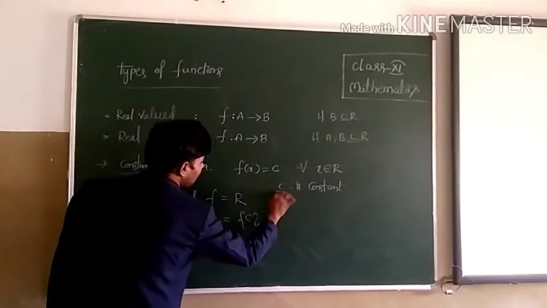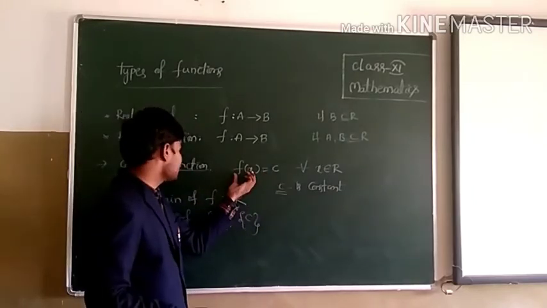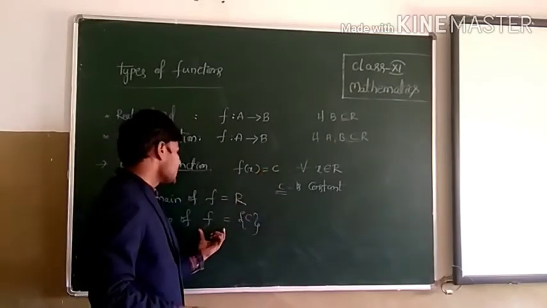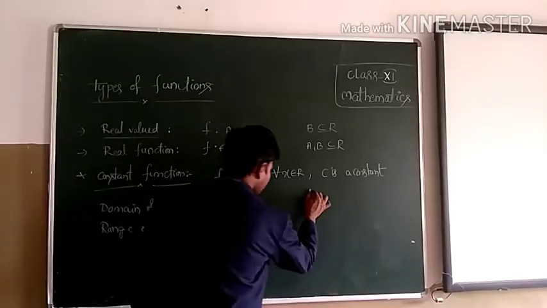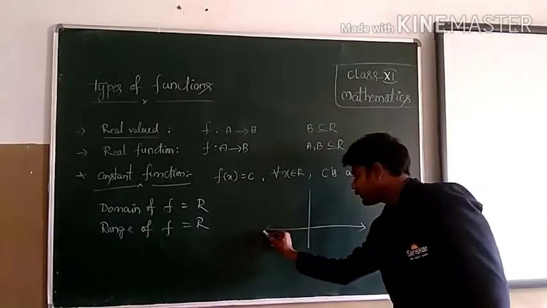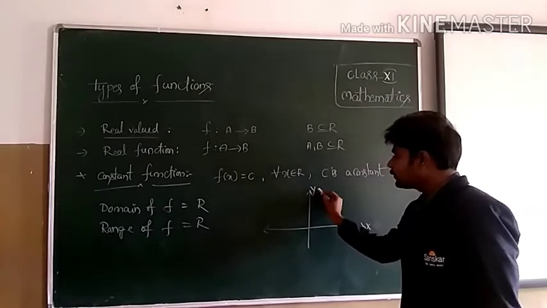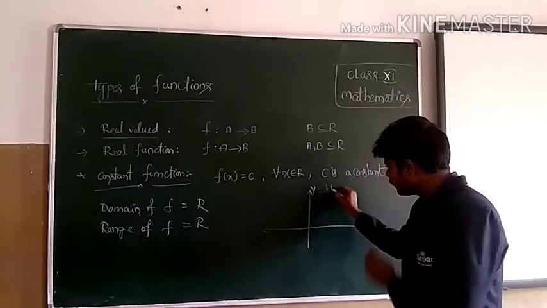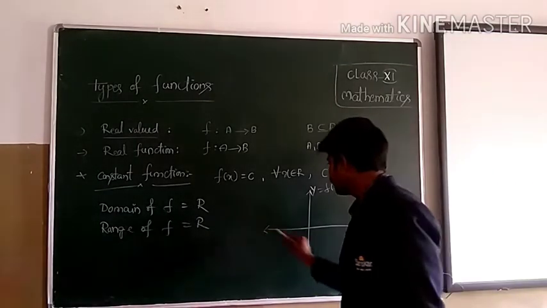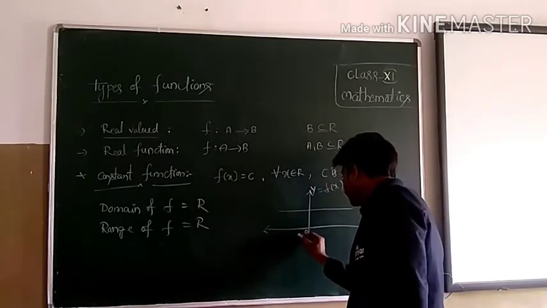So here the input is the domain, and f of x equals c is constant. This output is the range. Now the graph of the constant function. The origin we consider as the x-axis, this is the y-axis, and this represents f of x, so y equals f of x. The graph is always parallel to the x-axis.